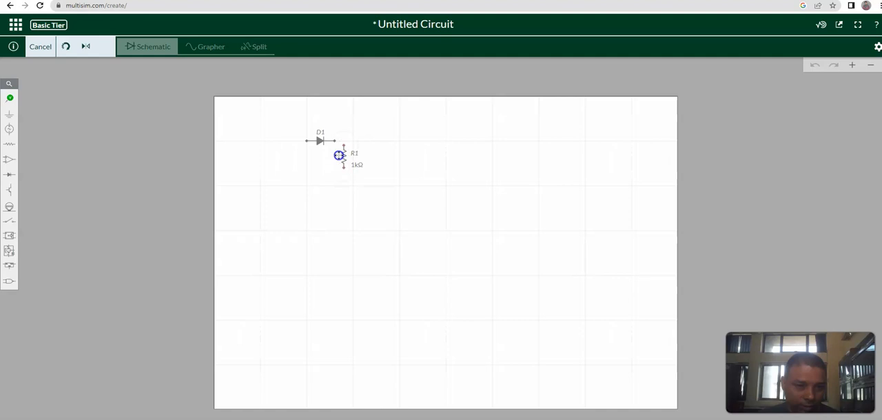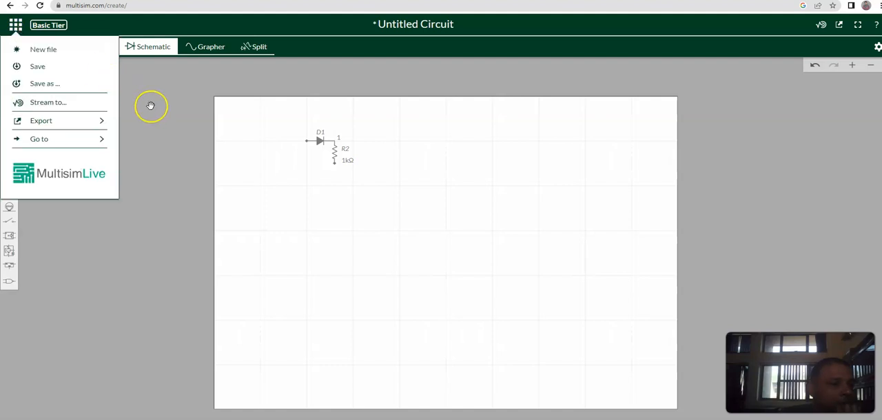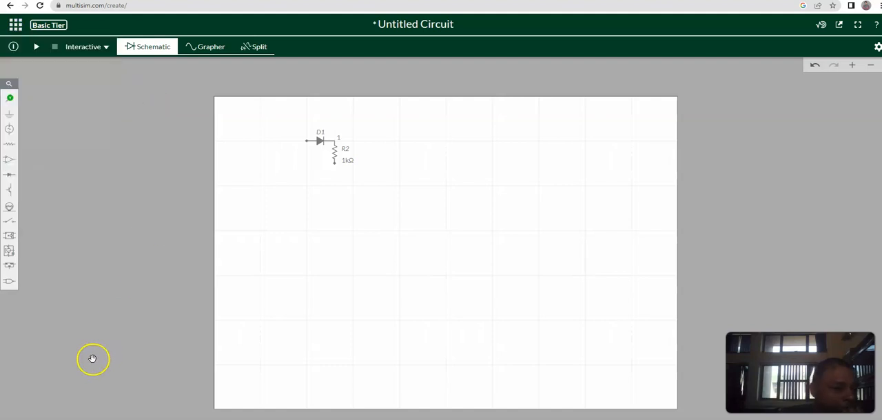This is online MultiSIM. Like this, connection is made. This only one is sufficient. Then I'm using it for the first time.